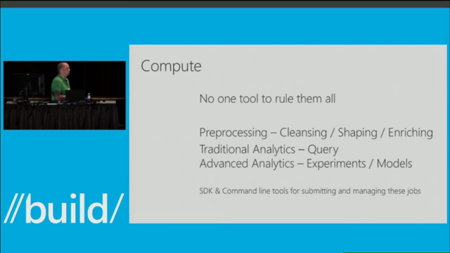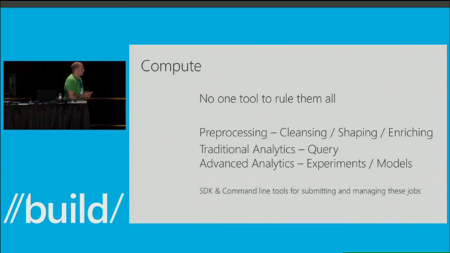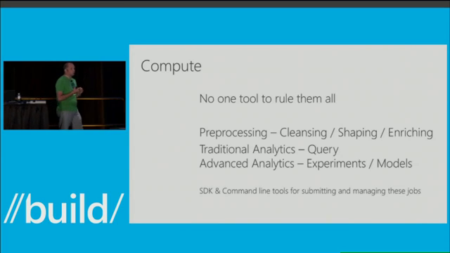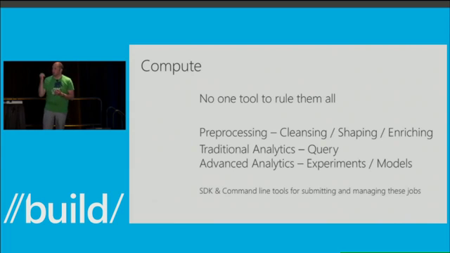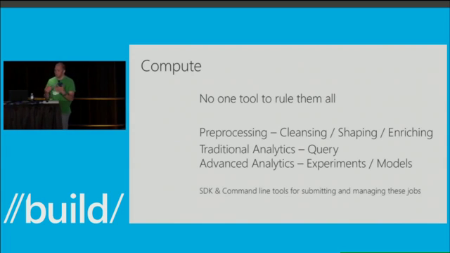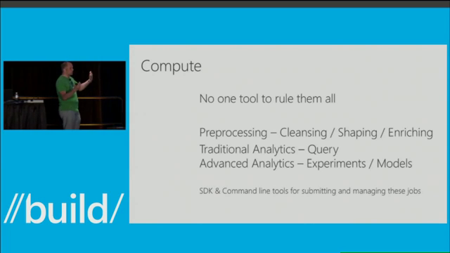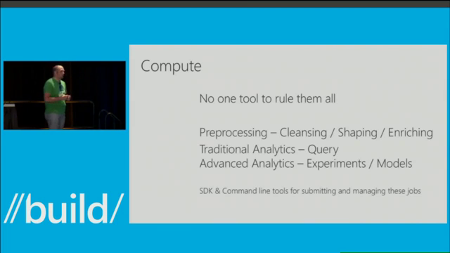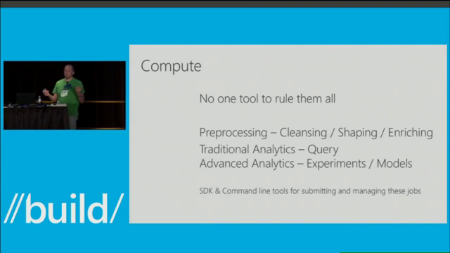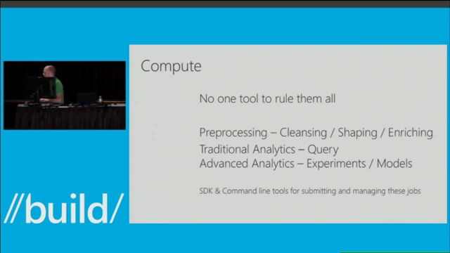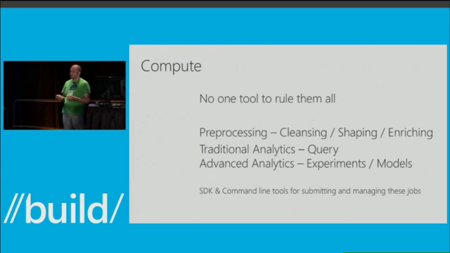So now let's talk a little bit about compute. This is the point I made earlier. There's no one tool to rule them all. Three of the patterns that we see are really this notion of pre-processing data, which is about cleansing or shaping data, or I've got another interesting data set that I want to join. And then really traditional analytics. This is the common BI story. How do I provide the aggregates? How do I go ahead and load into an analysis services data warehouse?